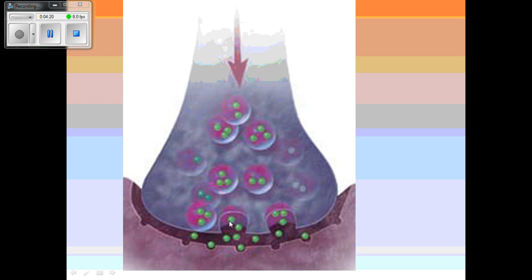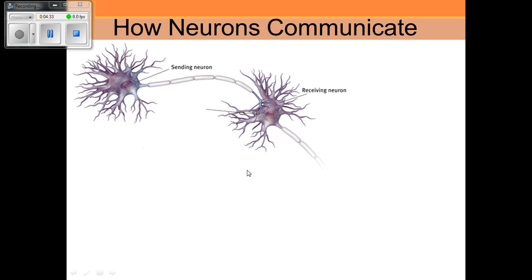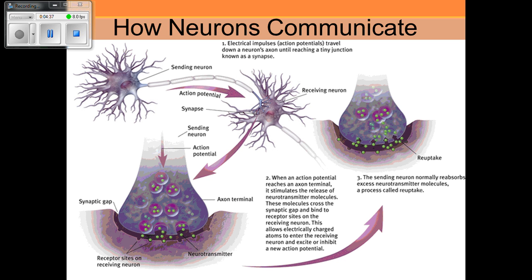Here's just kind of a close-up of a synaptic gap. These little green balls would go over and connect to the receptor sites, which are right here. And if they do not connect to those receptor sites, reuptake happens, and they get sucked back into the receiving neuron. Okay. So this is how it all looks.